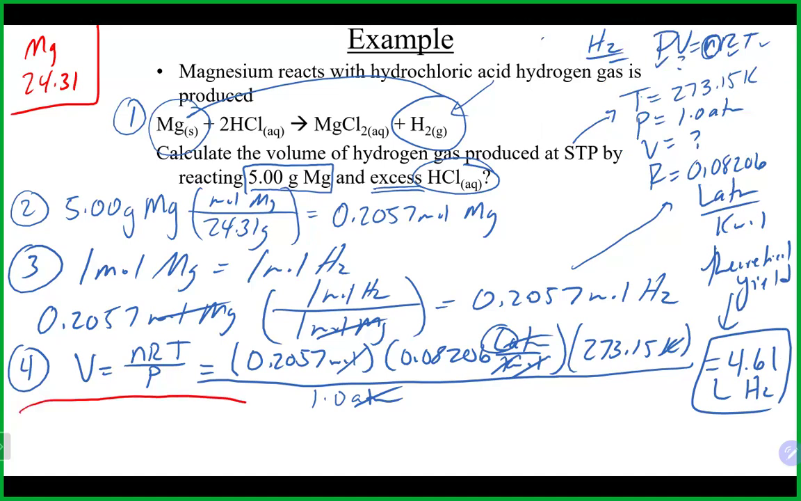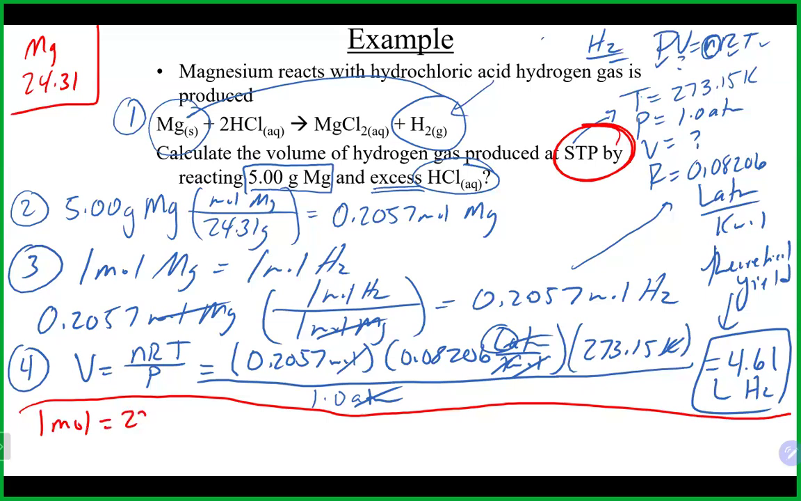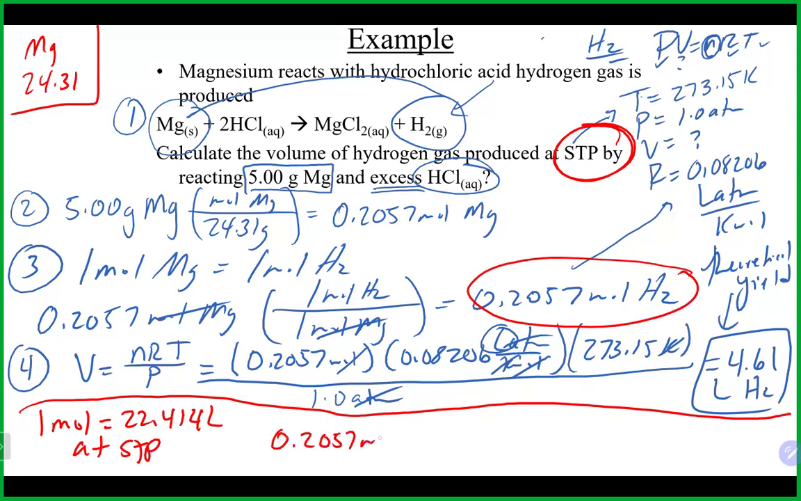Now, in addition to using the ideal gas law, we could, if we wanted to, also solve this another way, and that is because we were at STP. So this would be a situation where you could properly use that relationship of 1 mole of any gas is 22.414 liters at STP. That means you could have just picked up right there without using the ideal gas law and just used that as a conversion factor.